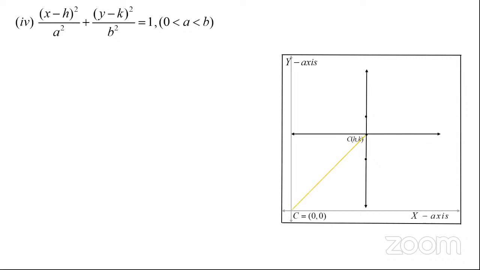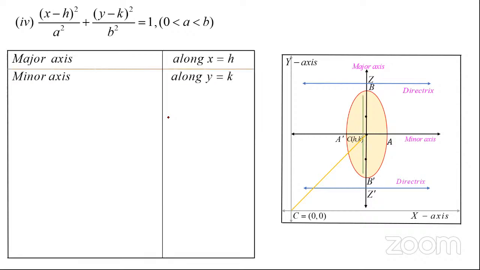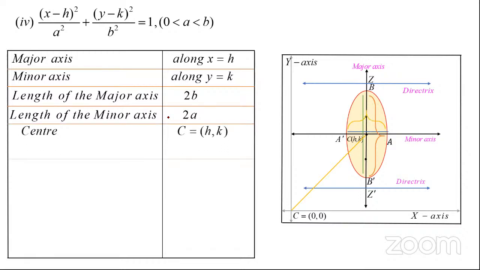See this: x minus h whole square by a square plus y minus k whole square by b square equal to 1. So observe the figure and formulas. The major axis is along x equal to h, and the minor axis is along y equal to k. Length of the major axis is 2b, and the length of the minor axis is 2a. Then the center is h comma k, here.